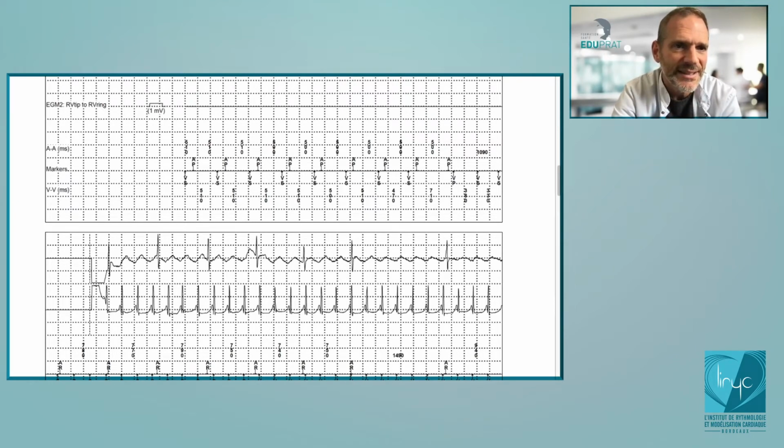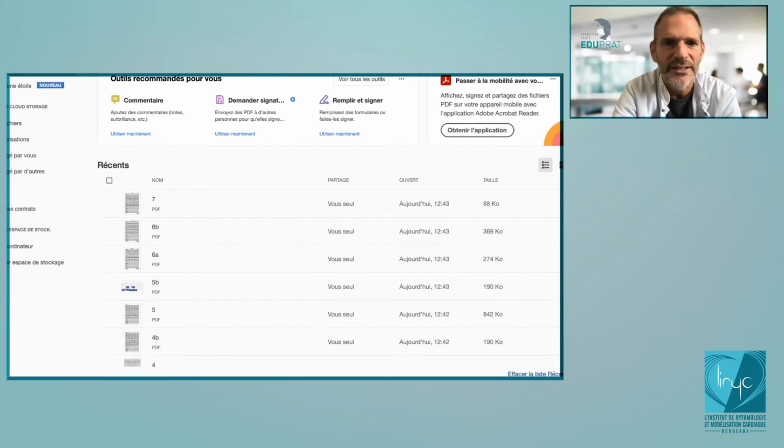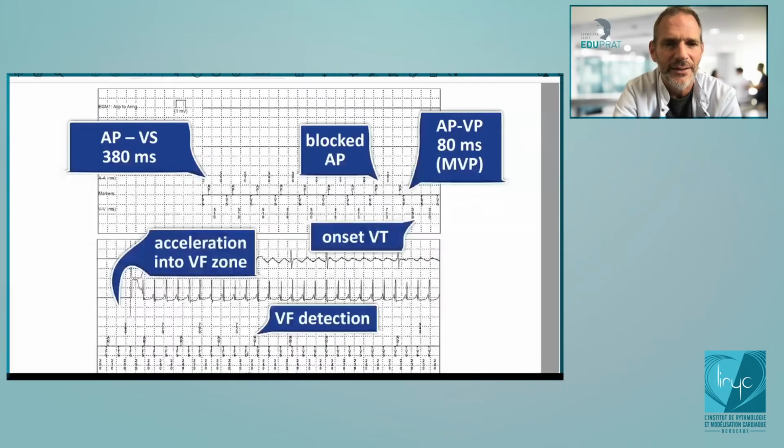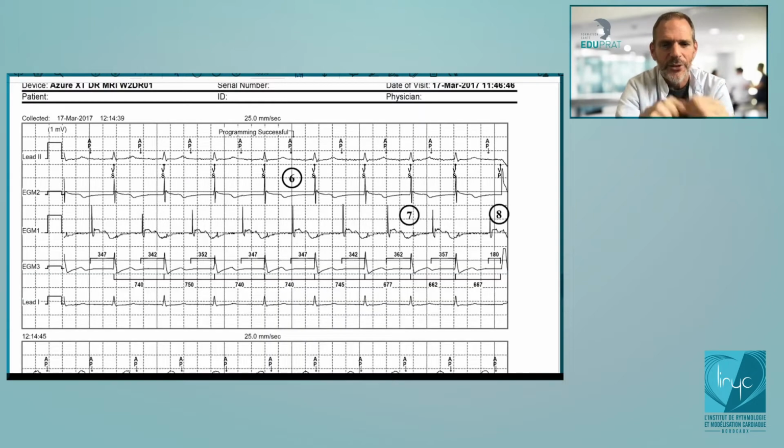So from this, the idea was, okay, the device has been modified, the algorithm. So if you summarize, you see here, APVS, long PR interval, blocked AP, short AV delay, and then acceleration into the VF zone. So I will show you how to program it, but there is now a new version of the MVP. So if you implant today a Medtronic dual chamber pacemaker, then it will work with the new version of the MVP. And the idea was to correct these two limitations.